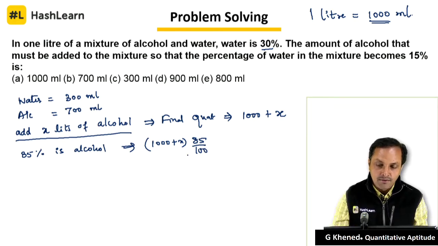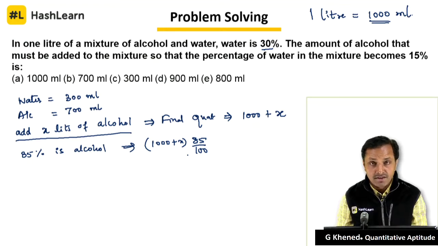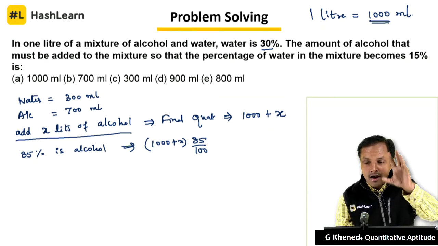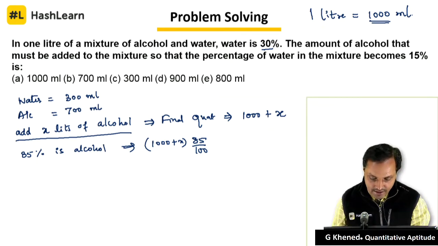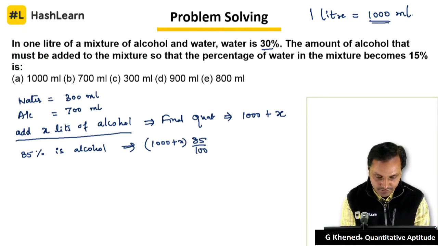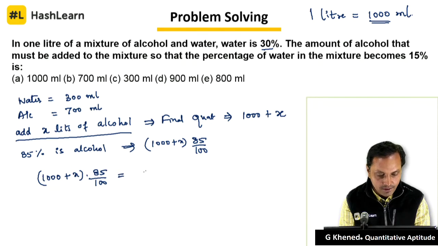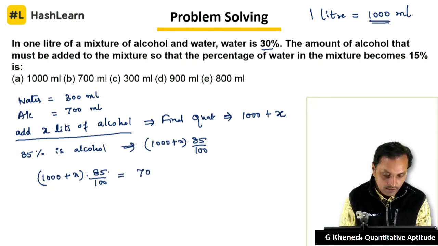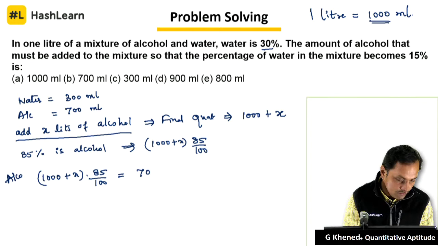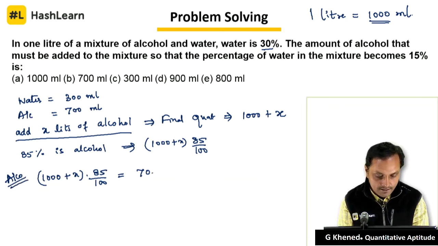The amount of alcohol that must be added to the mixture so that the percentage of the water in the mixture becomes 15% means 100 minus 15 is 85%. You know that this should be equal to 1000 plus X into 85 by 100, that should be equal to your alcohol, 700 ml plus X liters.